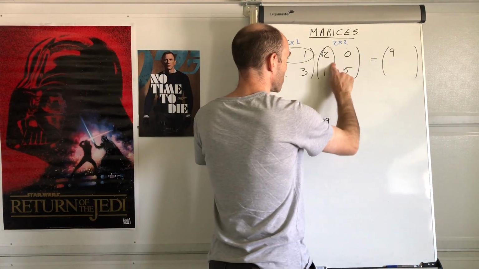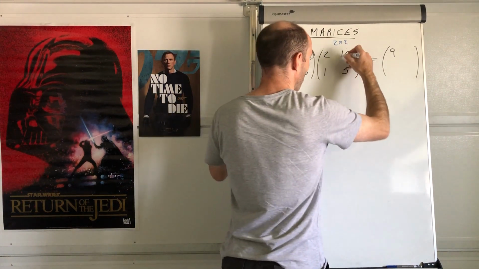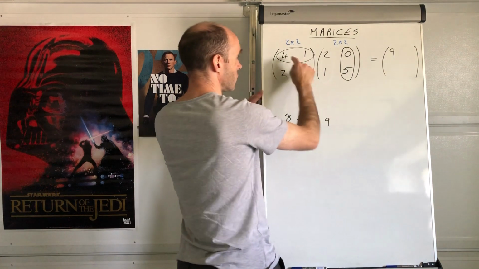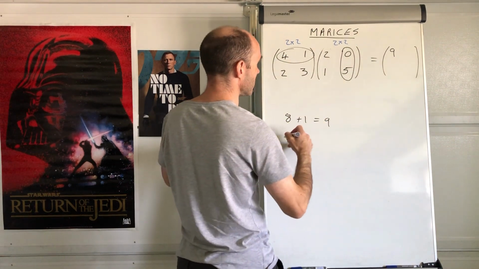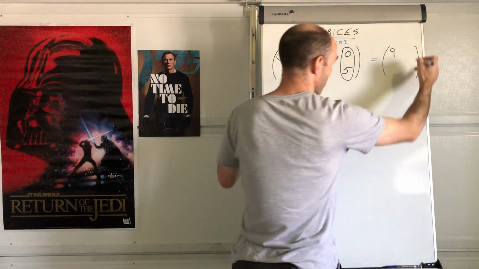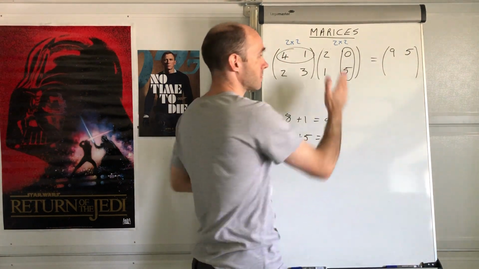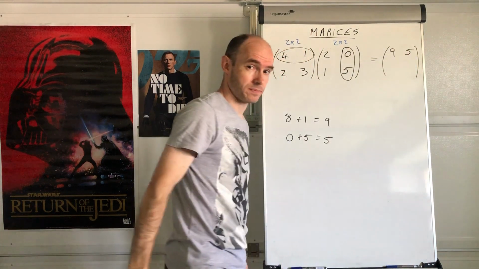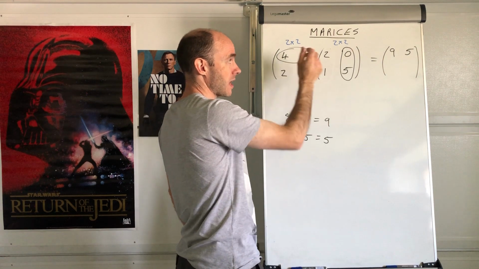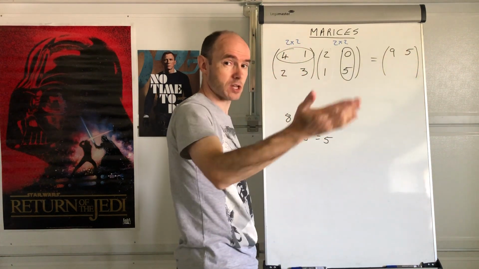What happens after that? You stay with the first row of the first matrix and go on to the second column of the second matrix, and you do the same again. Our answer will end up there. So you do 4 times 0, which is 0, and 1 times 5, which is 5. 0 plus 5 is 5, and our answer goes there. Then you continue until you run out of columns. So the method is you begin with the first row of the first matrix and multiply that row by all the columns in order of the second matrix until you run out of columns.